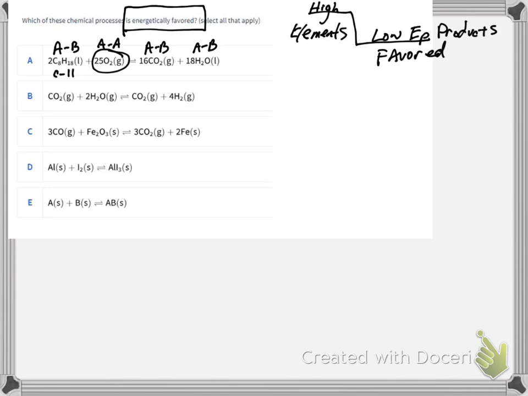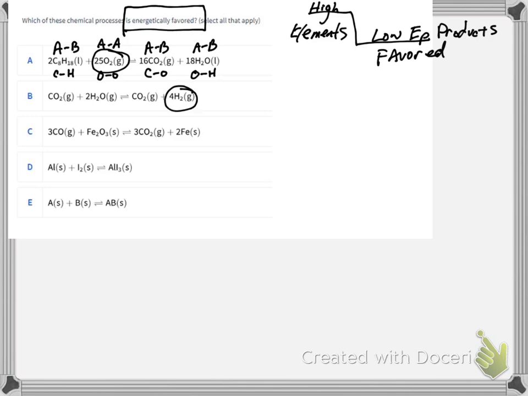We have CH bonds here, OO bonds, CO bonds, and OH bonds. Now, we don't have to know too much about the molecule, only that there are different types of atoms, which means different types of bonds. So we'll call that a generic AB.